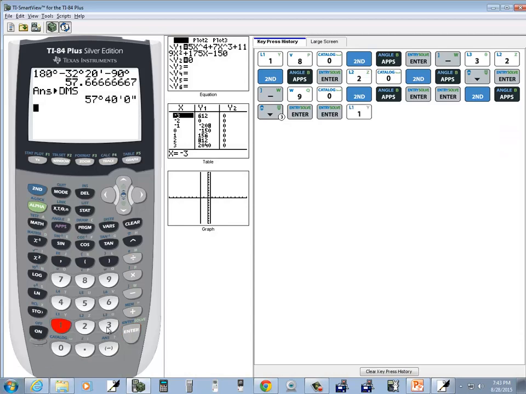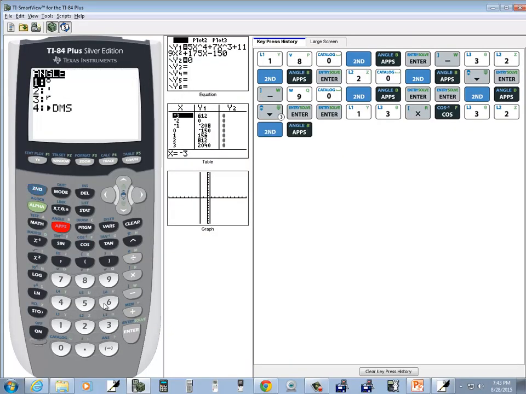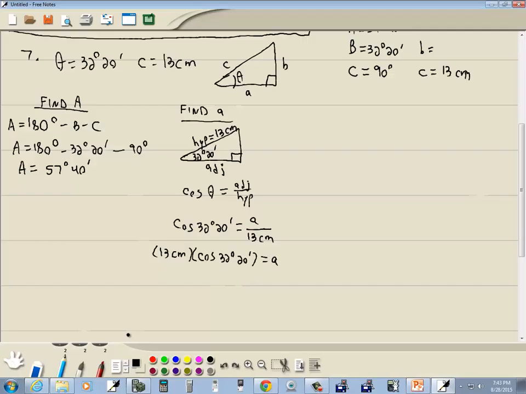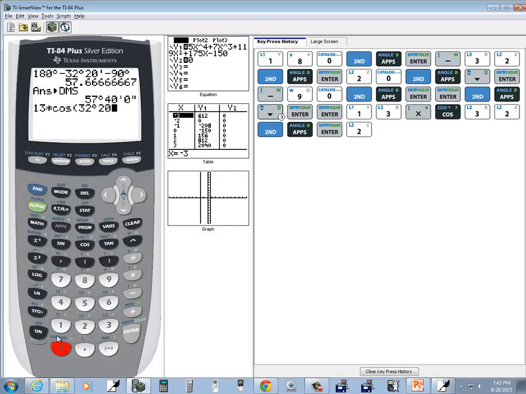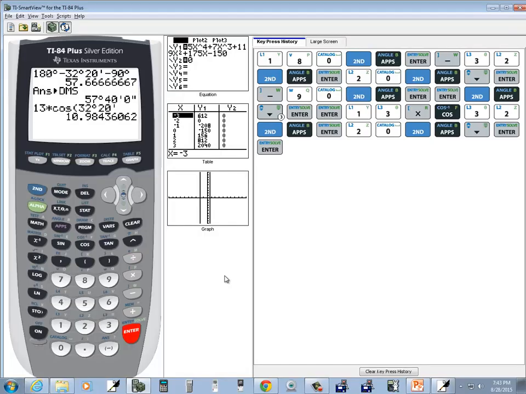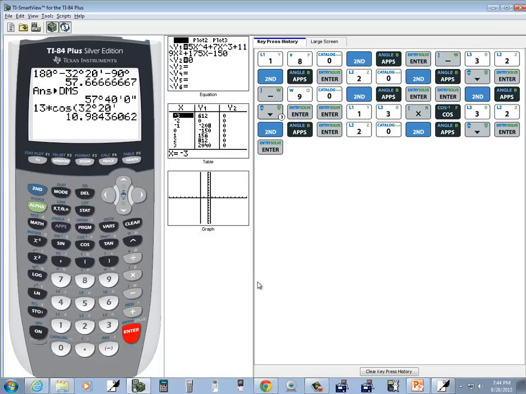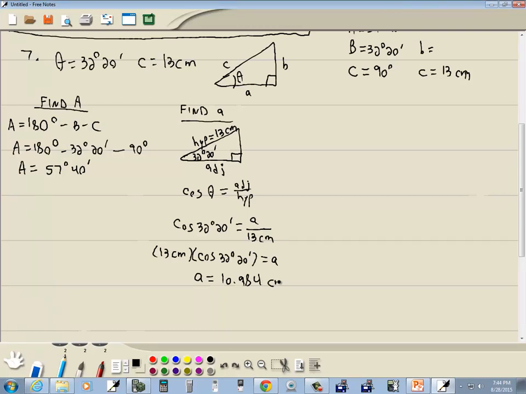So 13 times cosine 32 degrees. So do 32, go to my angle menu, do enter on degrees. 20 minutes, so do 20, go into my angle menu, choose minutes, enter, and enter again. And I'll take these 3 decimal places, but you'd do whatever the instructions said on the homework or test. So we got A is equal to 10.984. And this will be in centimeters.